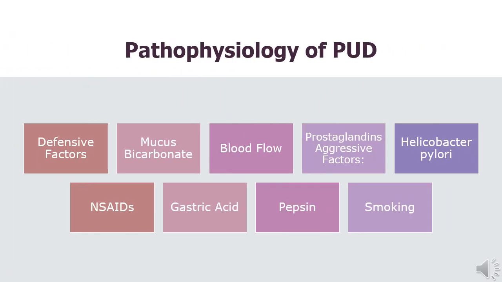Let's understand the pathophysiology of PUD. The body has defensive factors like mucus, bicarbonate, blood flow, and prostaglandins that protect the gut lining. However, aggressive factors such as Helicobacter pylori, NSAIDs, gastric acid, pepsin, and smoking can overwhelm these defenses, leading to ulcer formation.